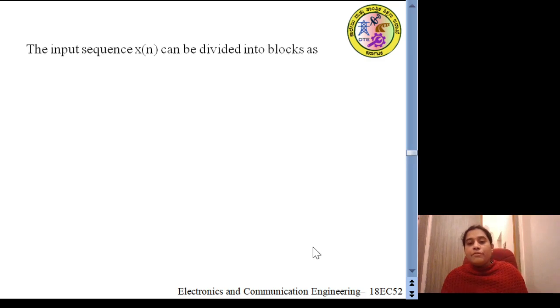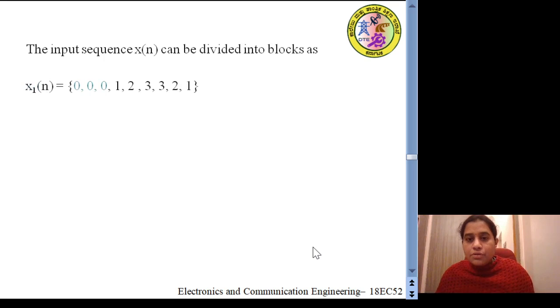Now what we have to do? We have to take that x of n and divide this x of n into a number of blocks. For the first block, as I told, we have to append M minus 1 samples, or 3 zeros, in the beginning. That is 0, 0, 0 and these are the samples of x of n: 1, 2, 3, 3, 2, 1.